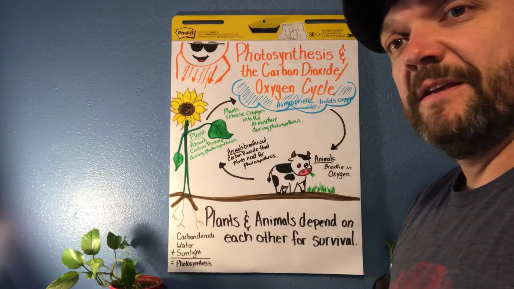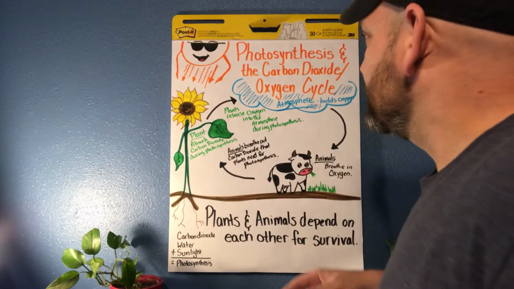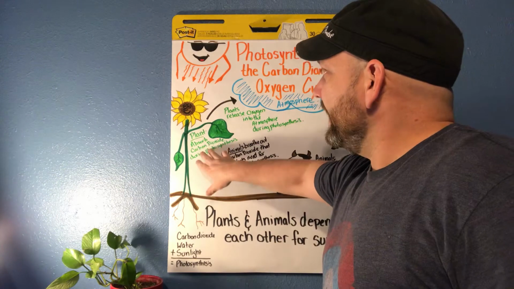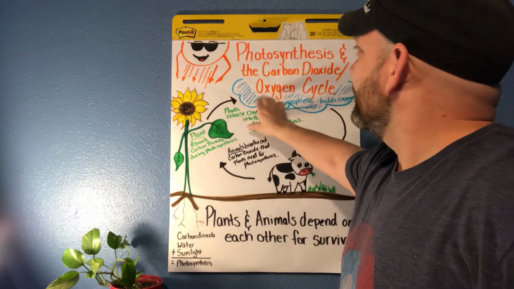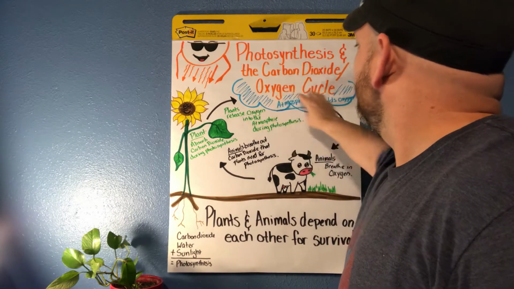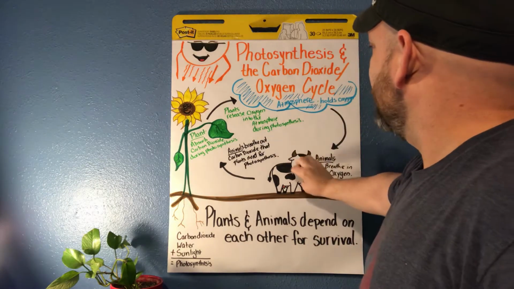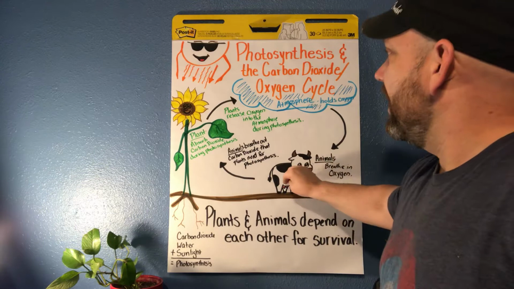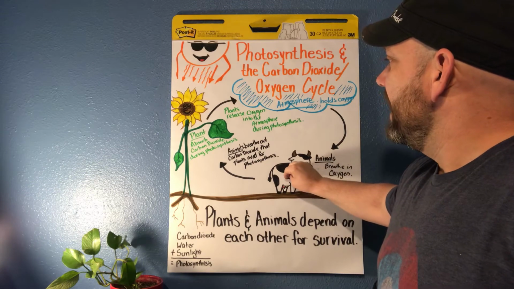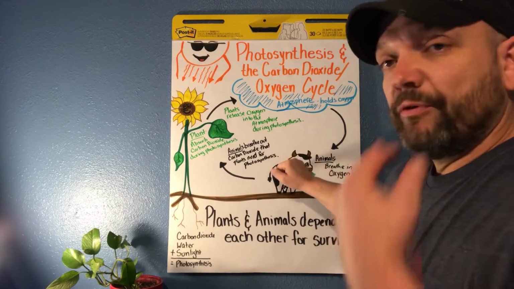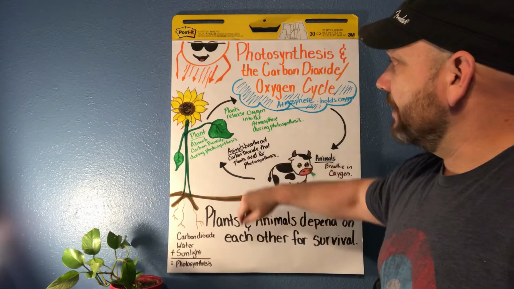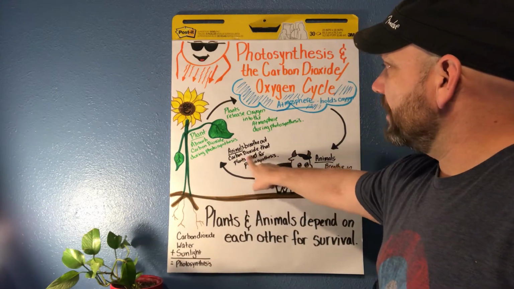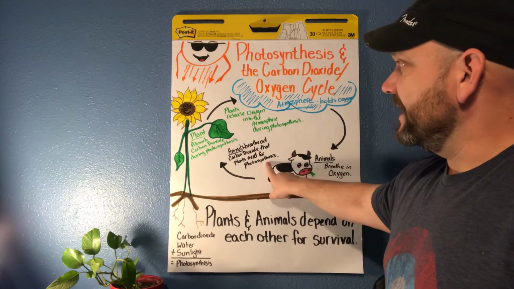I'm going to move this camera back a little bit. So plants, what ends up happening is they shed oxygen into the atmosphere. And the way that they do that is, well, we'll start with the animals. Animals breathe in oxygen. And then animals, when we breathe out, we are also an animal, we breathe out carbon dioxide. So animals breathe out carbon dioxide that plants need for photosynthesis.